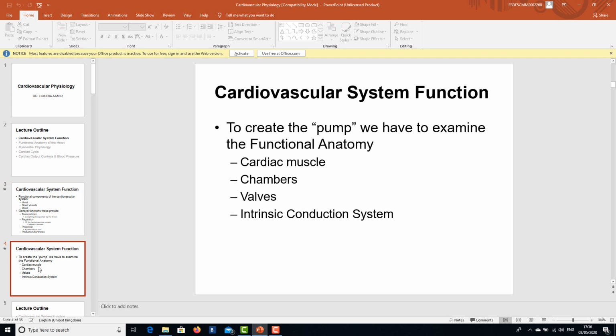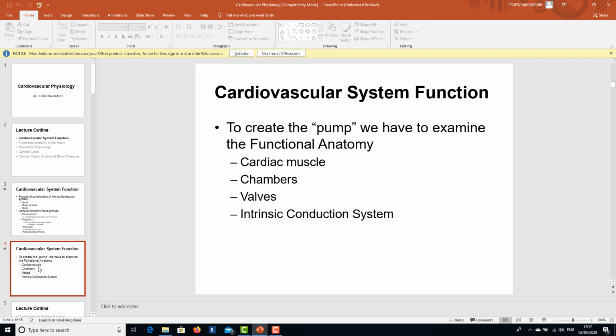So for the cardiovascular system function, to understand the pump, we have to examine the functional anatomy. What is this heart? What is its composition? The composition is the cardiac muscles. Then the shape, and there are 4 chambers, and these 4 chambers or compartments are separated from one another by means of valves.